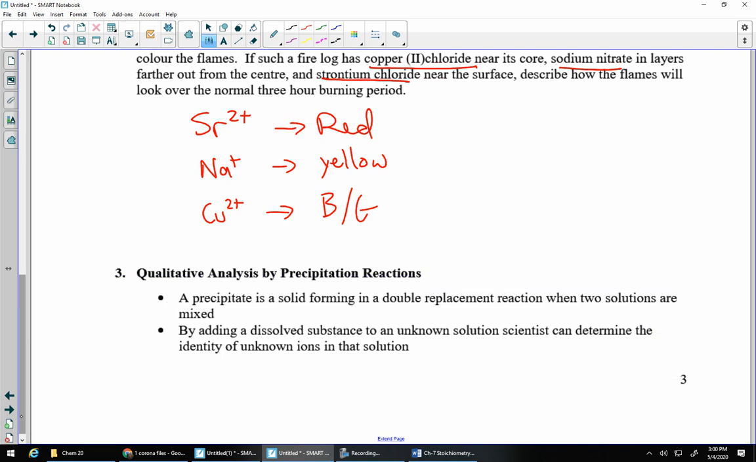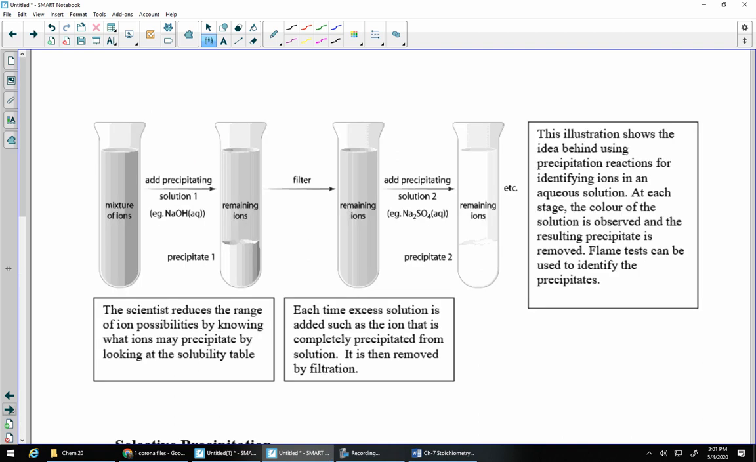The last part that we really want to talk about here is the qualitative analysis by precipitation reactions. So a precipitate is a solid that forms in a double placement reaction. So you've got solution A plus solution B, and you mix those two things together. They obviously make a bigger solution. And typically you have a precipitate, this little solid that forms at the bottom, right? So we precipitate different things. What we do is we add very particular things to only try and precipitate out some of the ions that might be present.